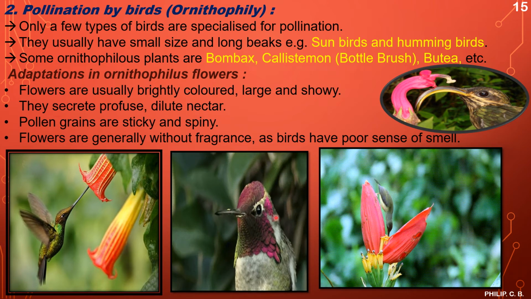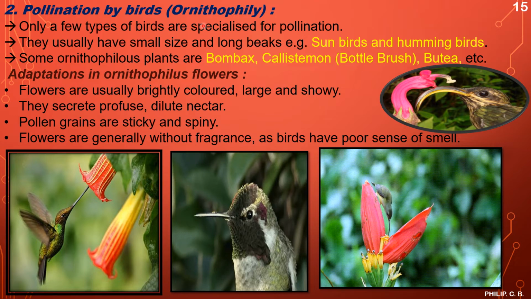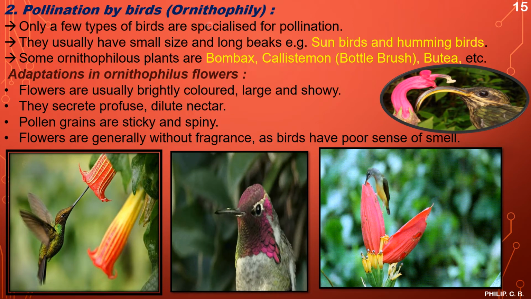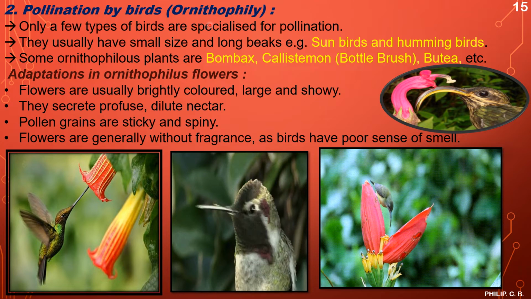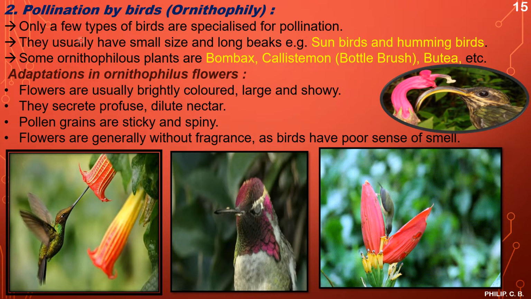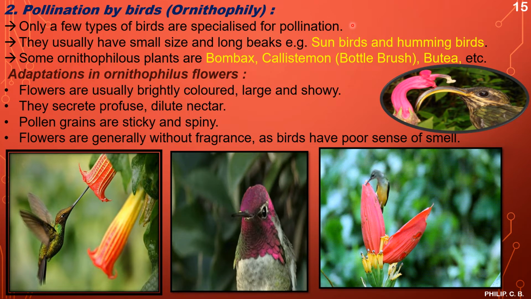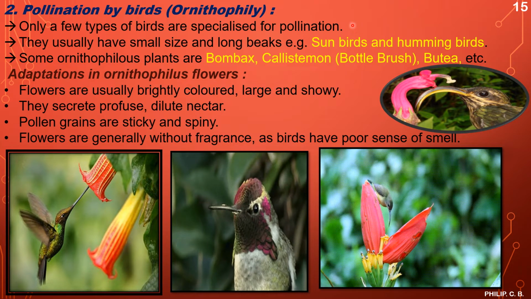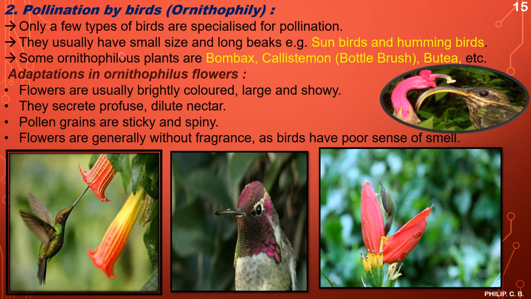Now coming to the second type, pollination by birds, that is ornithophily. Again ornitho, bird, philly, pollination. Now if you go into detail, ornithology is the study of birds. So if you are studying about birds, the term is ornithology. Only a few types of birds are specialized for pollination. Now birds are in hundreds and thousands, so all don't pollinate except a few. Which ones? Most of the smaller birds, usually small in size and with long beaks.